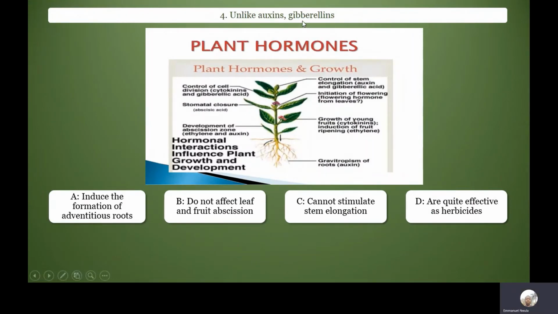Unlike auxins, gibberellins, the correct option here is B, do not affect leaf and fruit abscission. Both of them are growth promoters in plants. They are plant hormones that promote growth in plants. But auxin can be involved in falling of fruits and leaves from trees. So the correct option here is B.